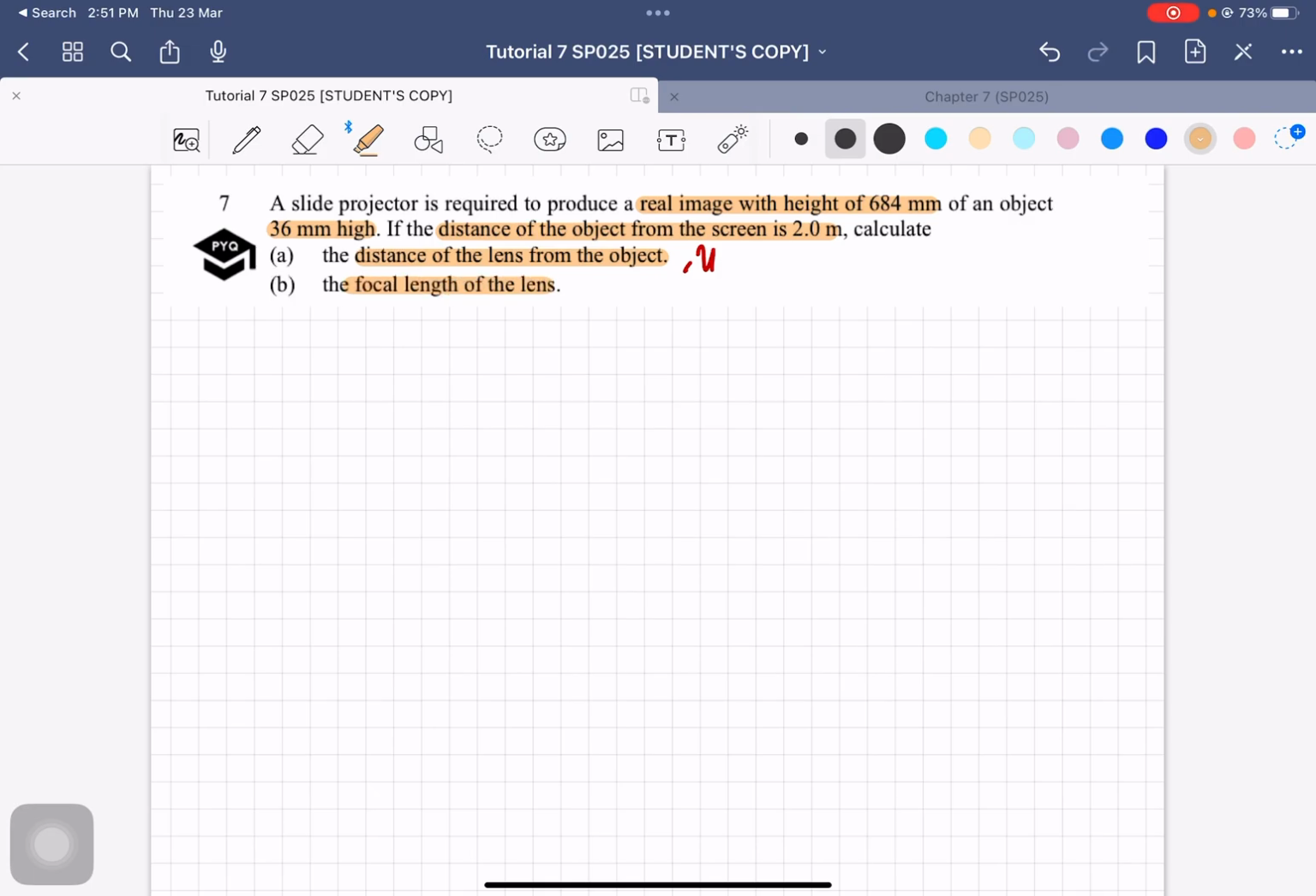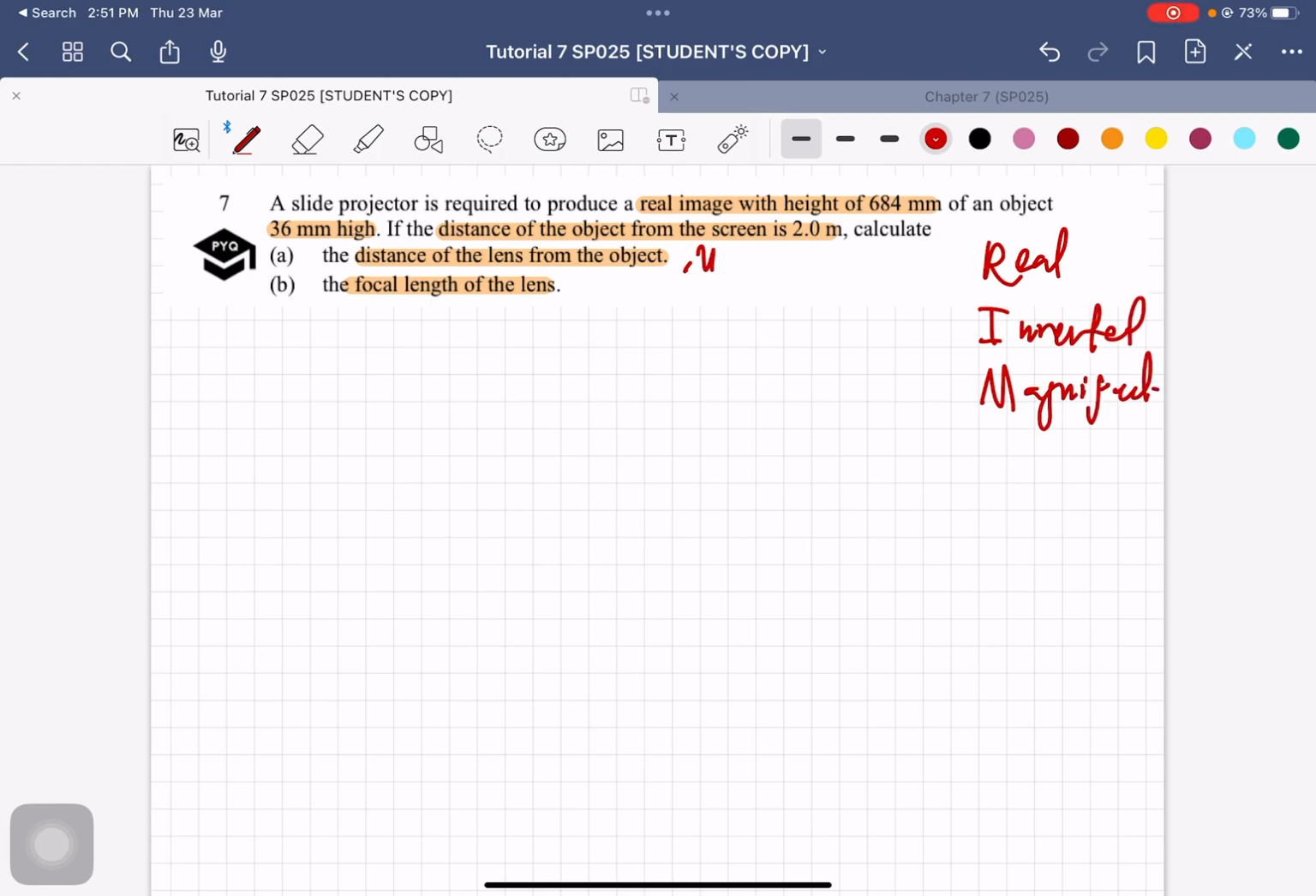For this question, we do need to know what a slide projector produces. A slide projector would produce a real, inverted, and magnified image. Based on this, we will know what needs to be negative and what needs to be positive. If the image is inverted, the height of the image will be a negative value. So it will be negative 684 millimeters.